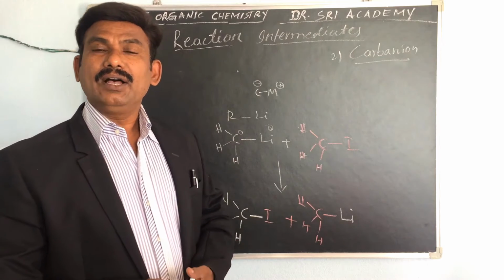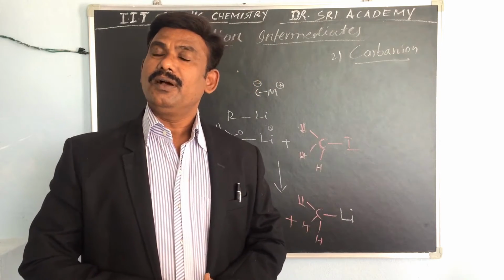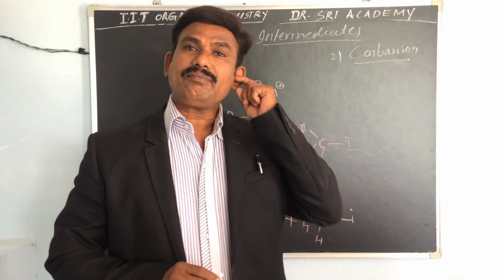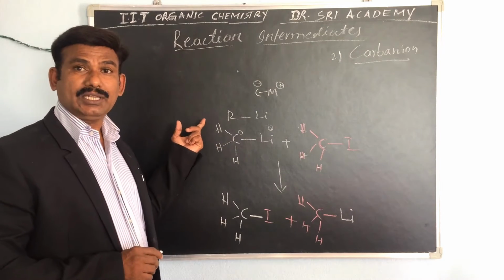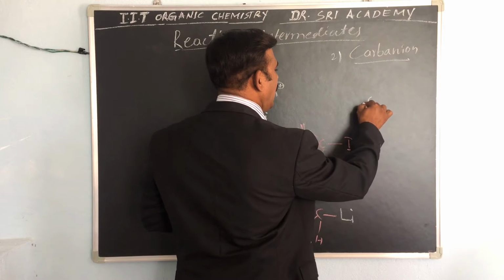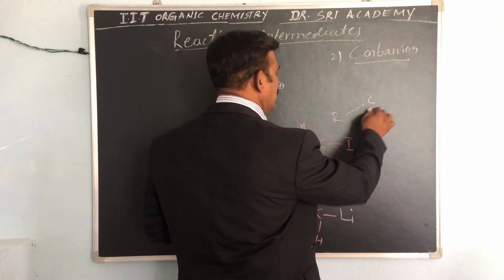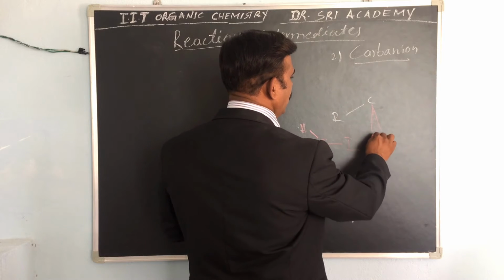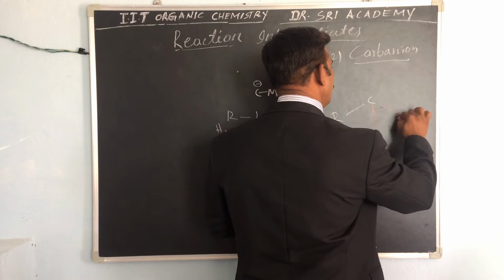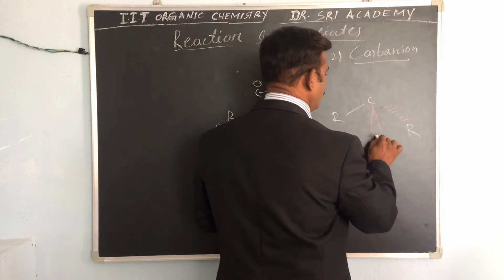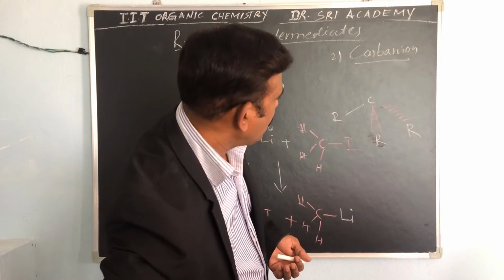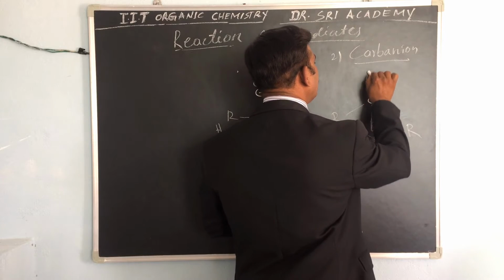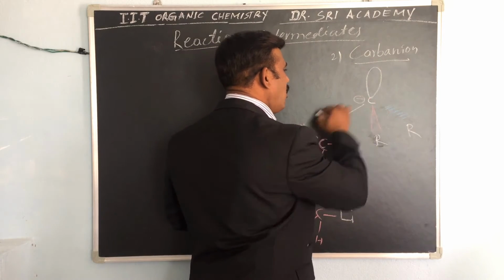So here we can understand the structure, how the structure formation takes place. The structure is important. For example, each substituent is either hydrogen or an alkyl group, so simply you write R. R is hydrogen or an alkyl group, anyone. This is the carbanion structure.